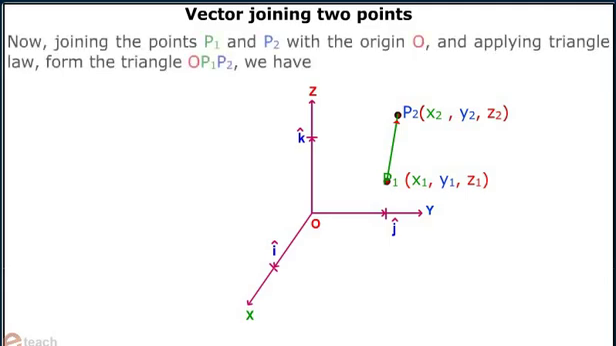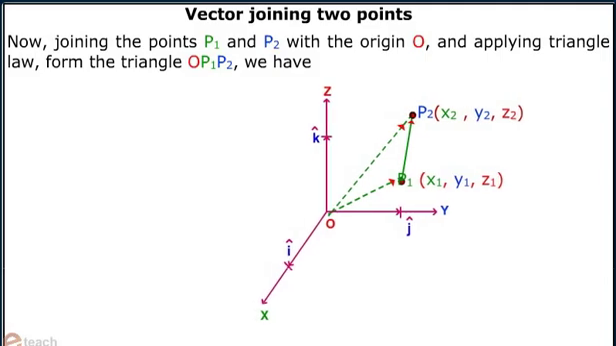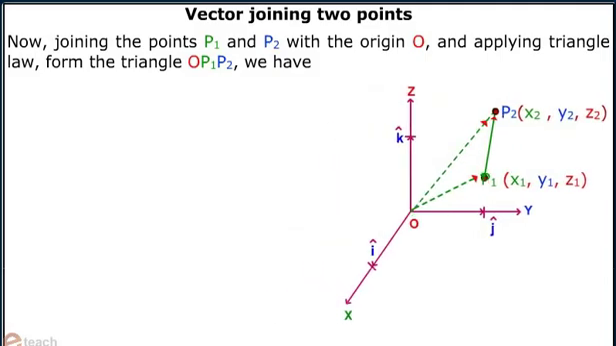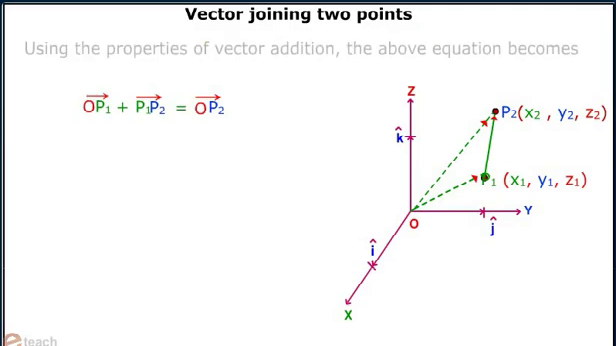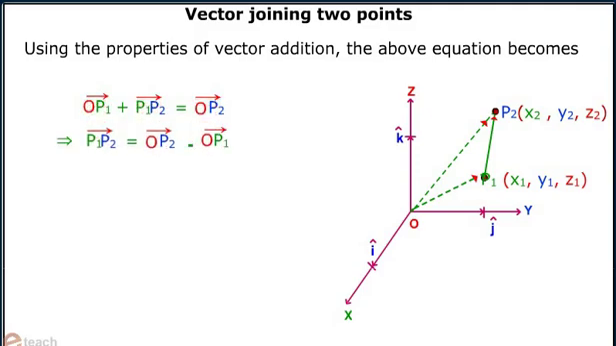Now, joining the points P1 and P2 with the origin and applying the triangle law for the triangle OP1P2, we have OP1 vector plus P1P2 vector equals OP2 vector. Using the properties of vector addition, the above equation becomes P1P2 vector equals OP2 vector minus OP1 vector.